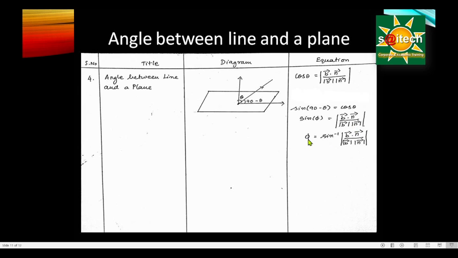Because cos theta we already know the formula, we are substituting here sin 90 minus theta. 90 minus theta I am taking it as phi. So sin phi is equal to this formula. Phi is equal to sin inverse of b vector dot n vector divided by modulus of b vector into modulus of n vector, and the whole modulus. So this is the concept of the angle between line and a plane.